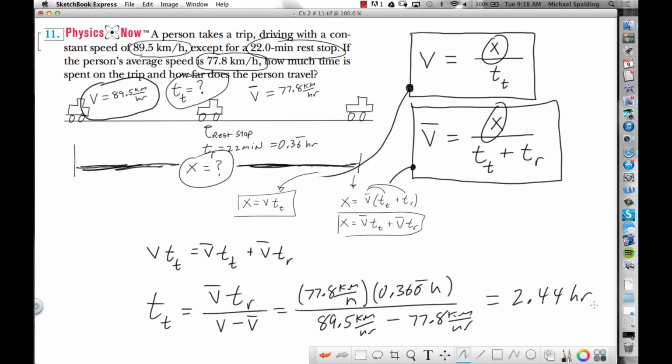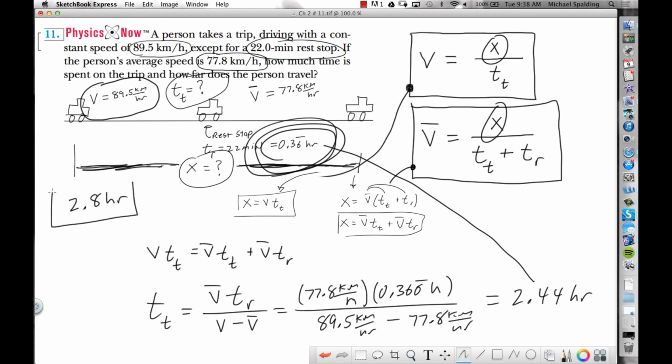The total time. So to get the total time, you have to add the time of rest. So you add the time of rest to the time of travel, and you get about 2.8 hours. That's the total time for the journey. Okay? Any questions on this? That's the hard part, getting the time while in motion.